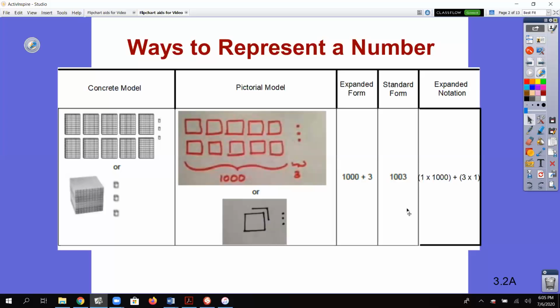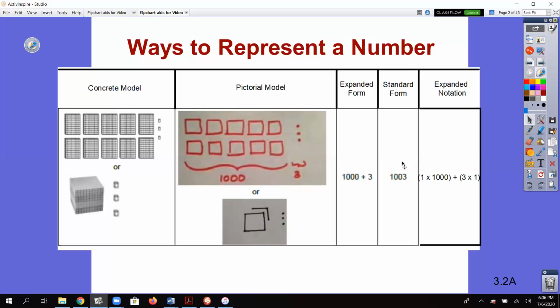Expanded notation is actually putting the number times the value of that number. So you had 1,000 times 1, or 1 times 1,000, plus 3 times 1. In the ones place, you have a 3. You multiply it by 1 because there's a 3 in the ones place. 1 represents a place value. And then here you have 1 times 1,000. There's a 1 in the thousands place, so you multiply that by 1,000.